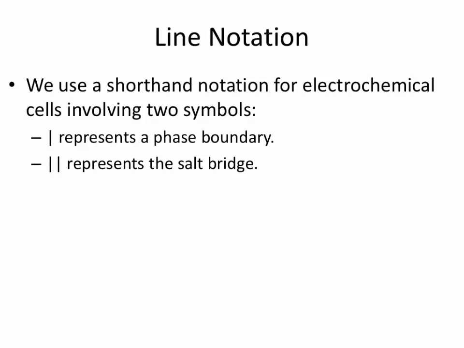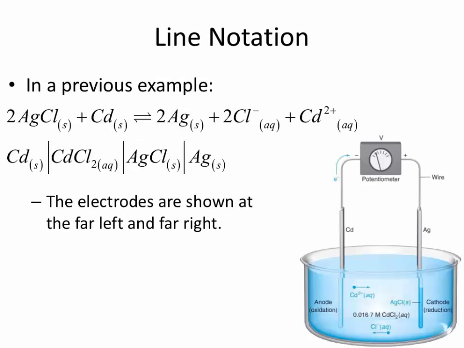Now, we will use a shorthand notation for electrochemical cells that involves 2 symbols. If we have one vertical line like this, that represents a phase boundary. So somewhere between, say, a solid phase and an aqueous phase, or between a gas phase and an aqueous phase, and so on. Now, a double vertical line like this represents the salt bridge, that U-shaped glass tube.